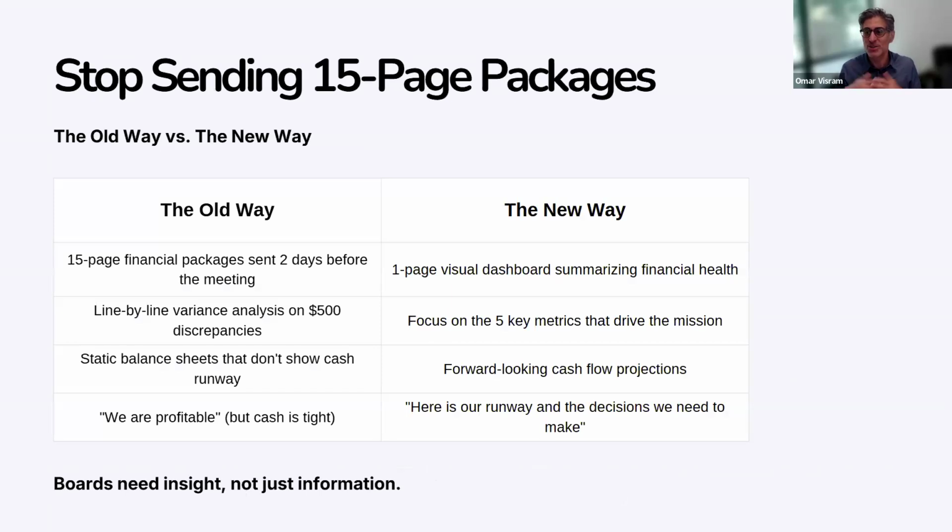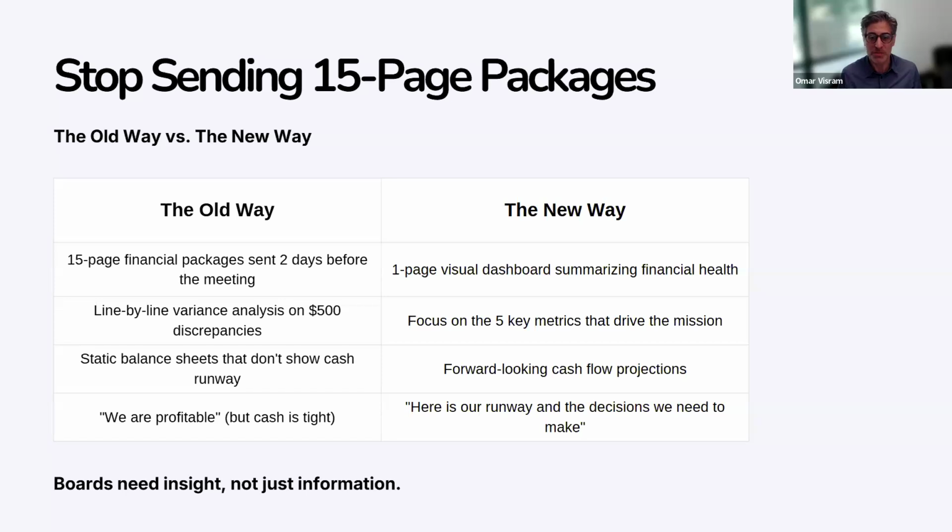So let's talk about what we see a lot of versus the way that we encourage organizations to change. Historically, long financial packages sent 2 days before the meeting, 2 days if you're lucky, line by line variance analysis on $500 discrepancies, static balance sheets that don't show cash runway. We're profitable or we're solvent, but cash is tight, really a bit of an unclear story there.